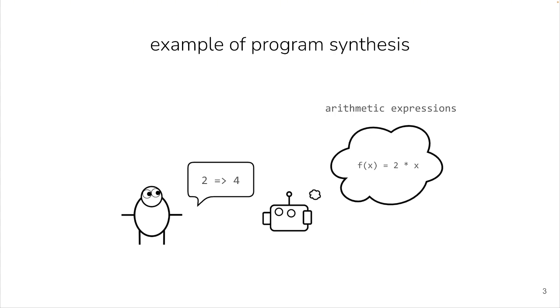The user gives an example that 2 goes to 4. Then the system might return a program that's 2 times x, which maps 2 to 4.